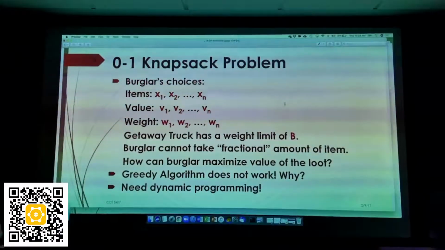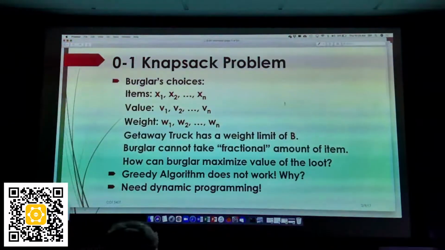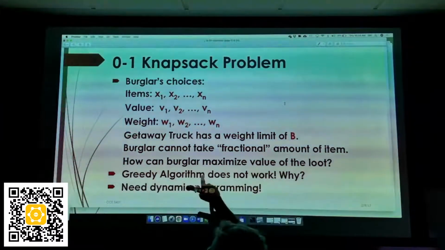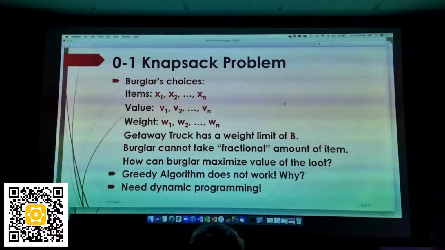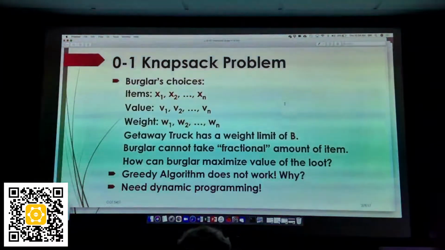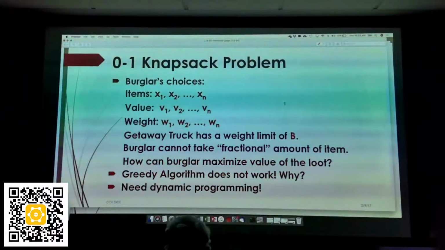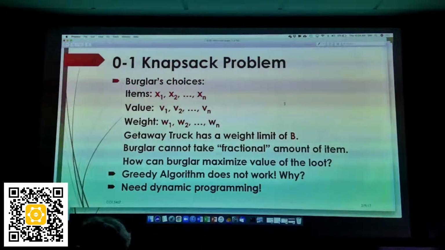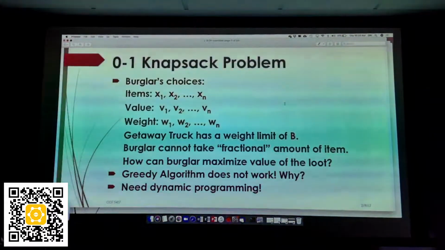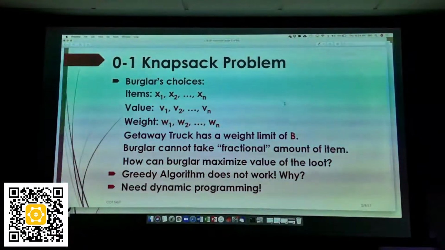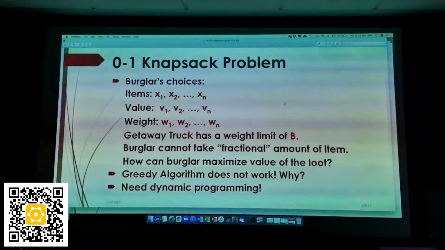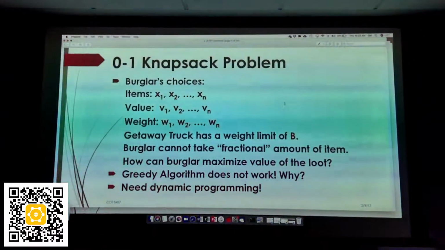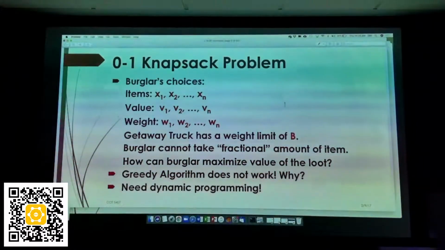If the burglar decides not to put it on the truck, then we essentially have the same weight limit, but only n-1 items. Therefore, we have reduced the problem. That's good. However, it's possible that maybe the nth item should have been taken in the optimal solution. But if the burglar did take that item, then we still have only n-1 items to choose from, but now the weight limit has reduced because part of it has been occupied by this nth item.